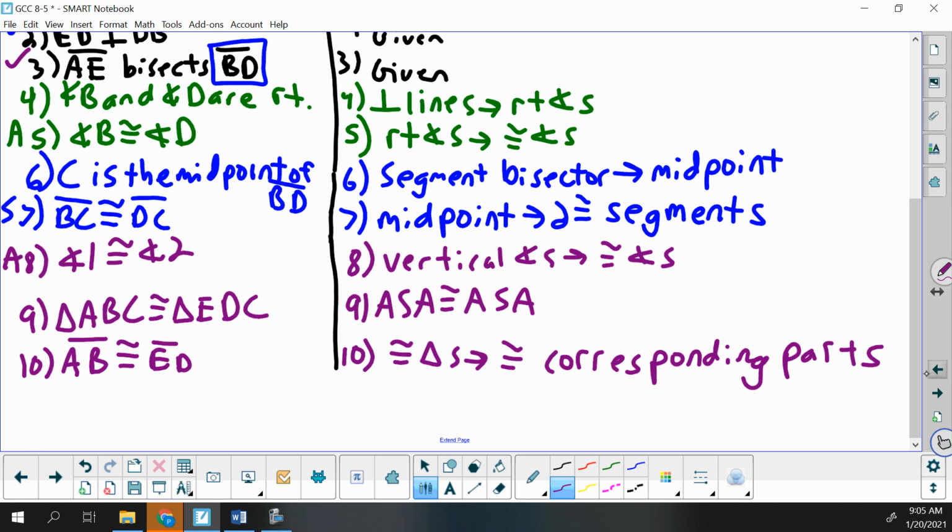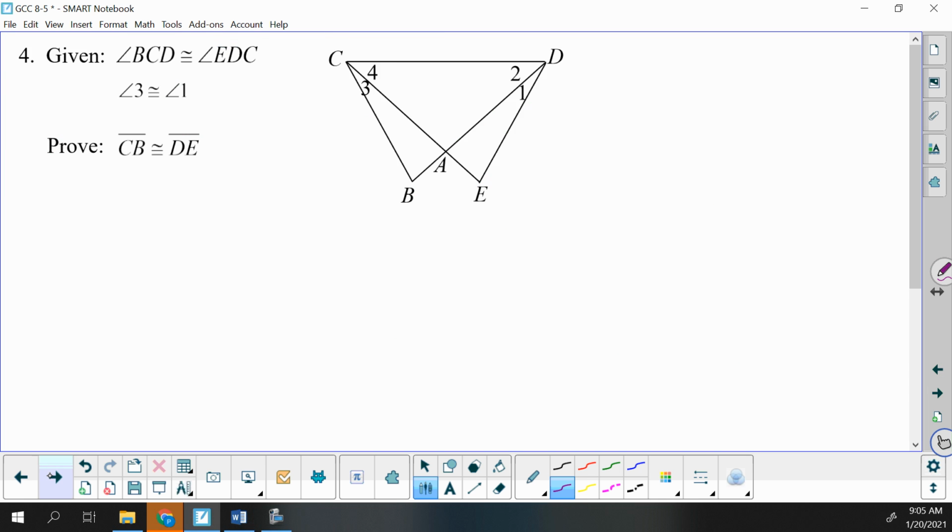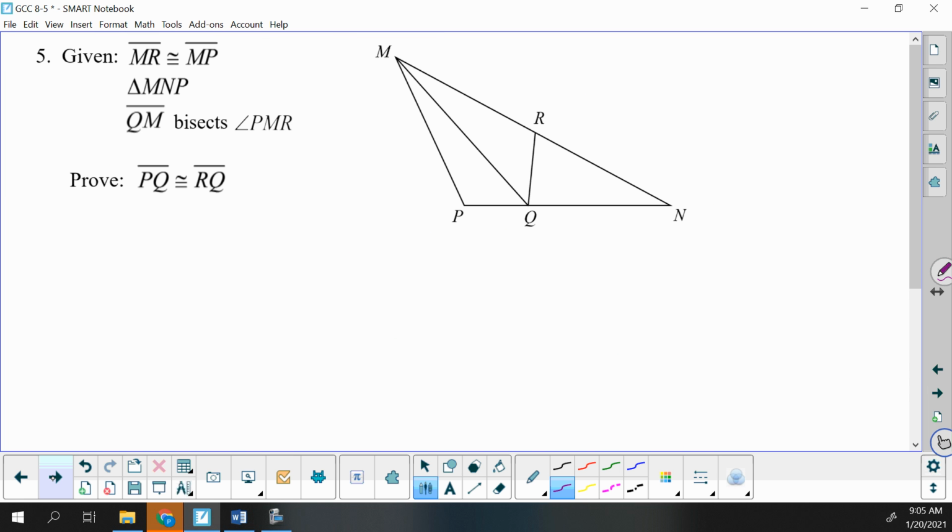So the next one I want to look at is to go ahead to page 24 and look at number 5. Okay, so again, we're going to jump around with these. So let's take a couple minutes, do your statements and reasons, and get your givens down.